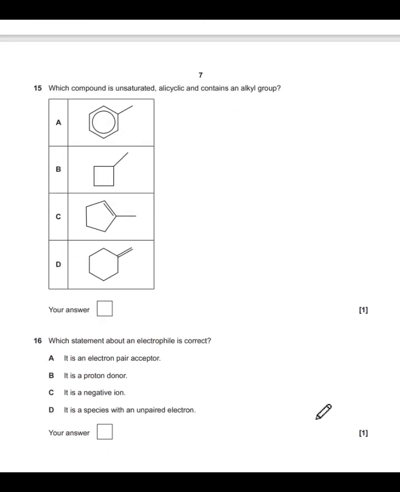Question 15. Which compound is unsaturated, alicyclic, and contains an alkyl group? The way I would do that one is to put little headings here: unsaturated, alicyclic, and alkyl group, and then go through each of these. If it's unsaturated, it's going to have a double bond. This one definitely has a double bond, so yep. There are no double bonds in B. Yes, we've got a double bond there, and we've got a double bond in D. So at the moment, we've ruled out B.